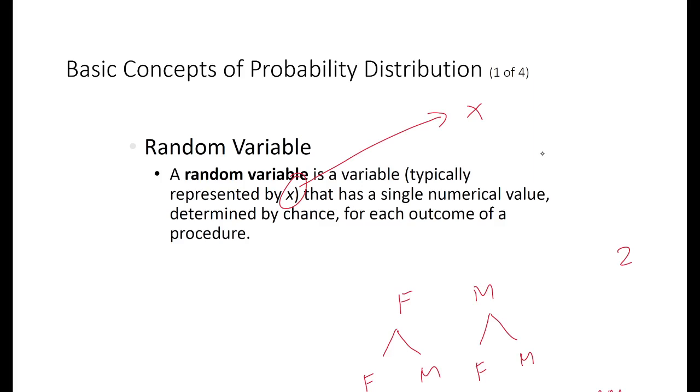So out of two births, we can express the chances of those events. How many females? Let's say x represents the number of females in two births. Let's say 0 females, or 1 female, or 2 females. These are the three possibilities, and these three possibilities are called random variable. So that's the random variable.